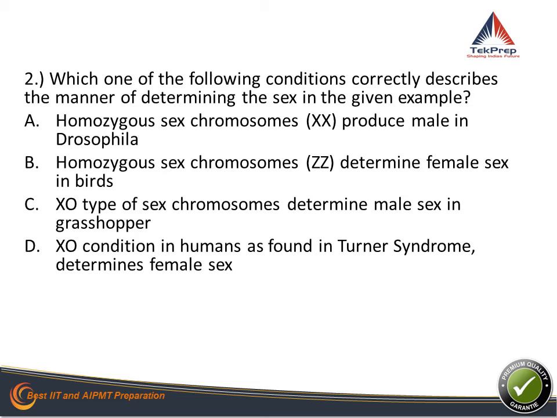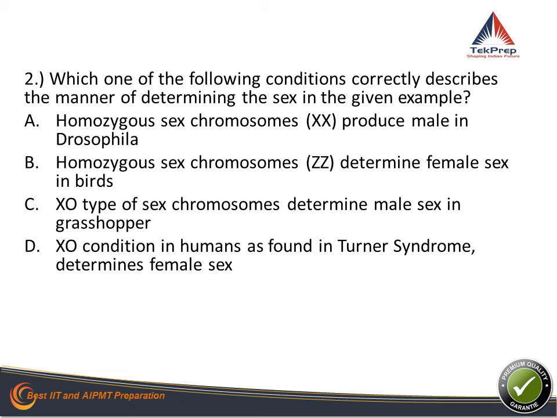So let's look at the third option, which is XO type of sex chromosome determines male sex in the grasshopper. The XO sex determination system is a system that determines the sex of offspring among grasshoppers, crickets, cockroaches, and other insects. In this system, there is only one sex chromosome, referred to as X. Males have one X, which means the other one is missing, XO, while females have two X. The O signifies the lack of the second X chromosome.